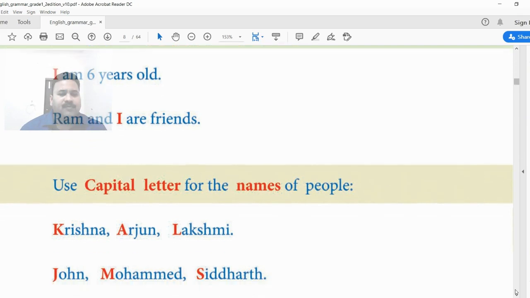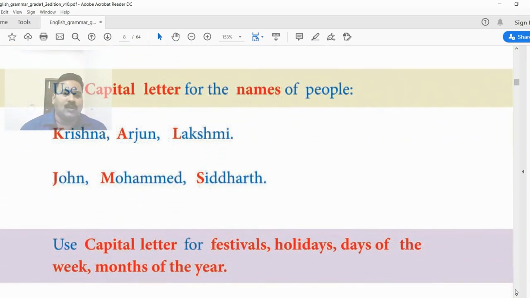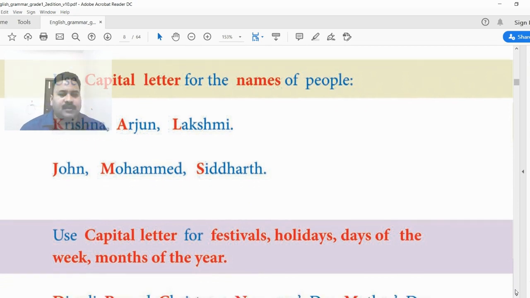Use a capital letter for the names of people. So all proper nouns have to be written in capital letters. So your name, the first letter, always write it in a capital letter. Krishna, Arjun, Lakshmi, John, Mohammed, Siddharth. So these are the rules for capital letters.